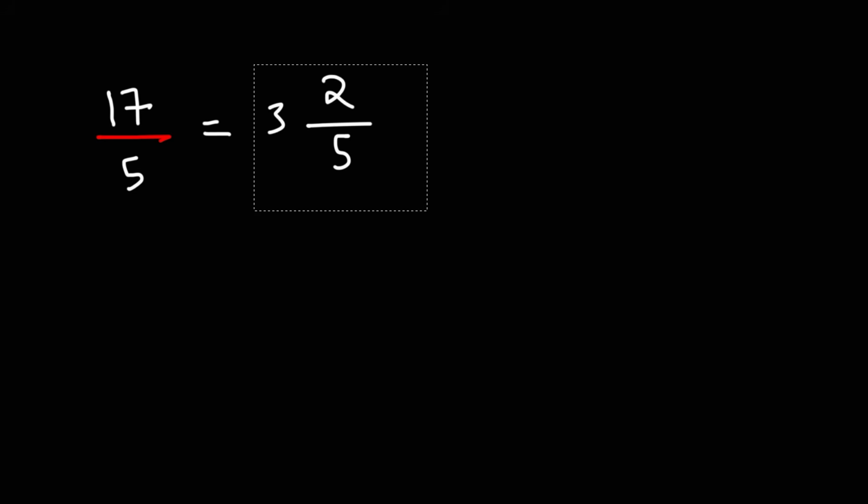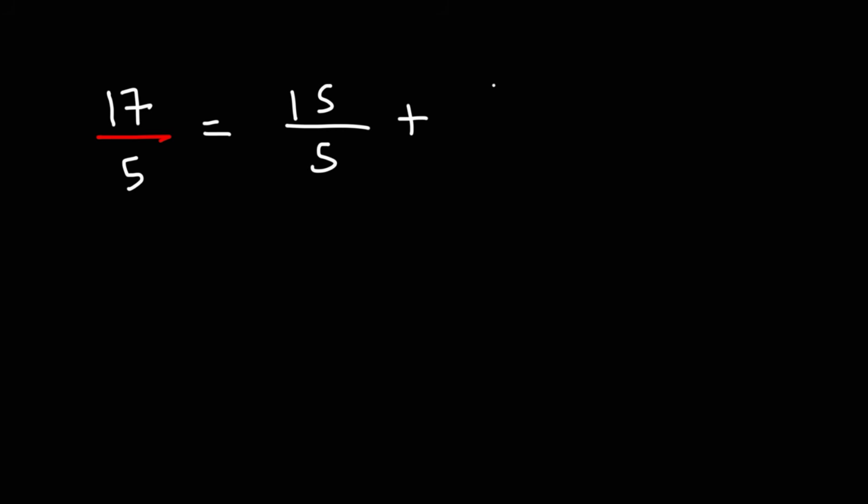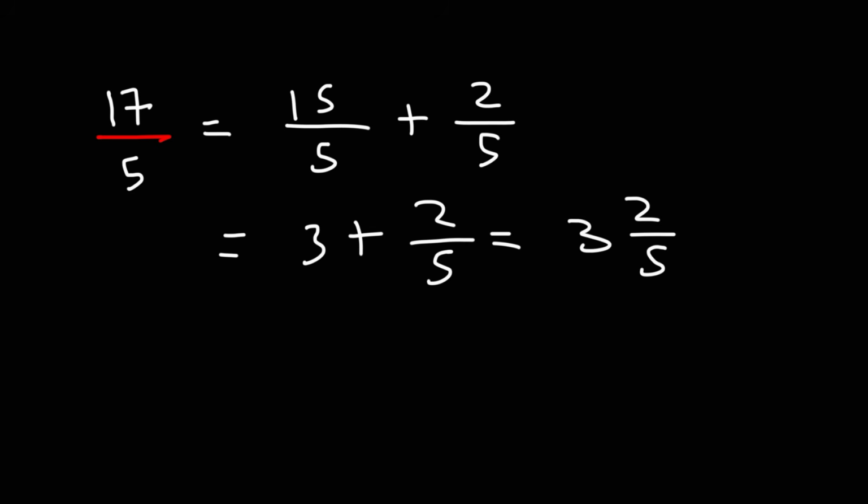For those of you who want to show your work, here's what we can do. 17 over 5, we can break that into 15 over 5 and 2 over 5. The reason why I chose 15 is because 5 goes into 15 evenly. 15 over 5 is 3, and then we have 3 plus 2 over 5, which is 3 2/5 as a mixed number. So that's a quick way to show your work.